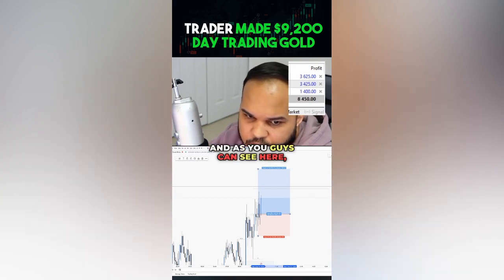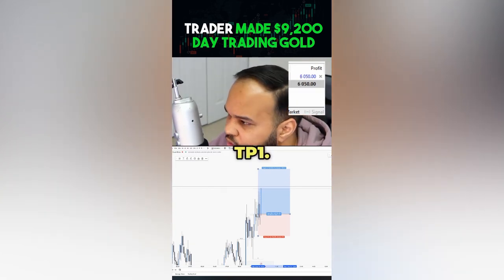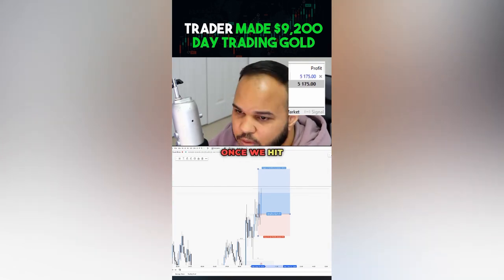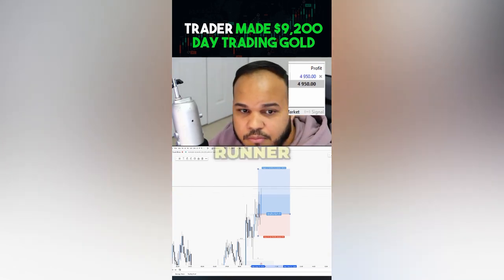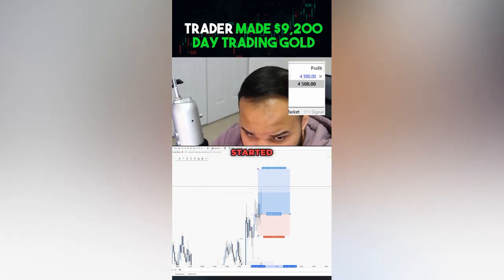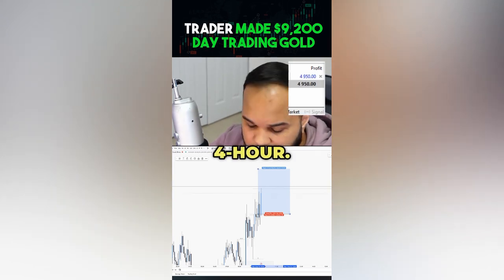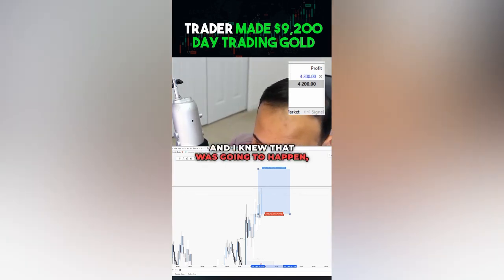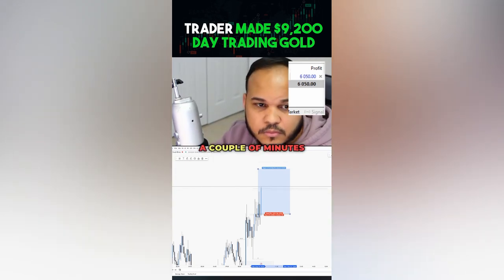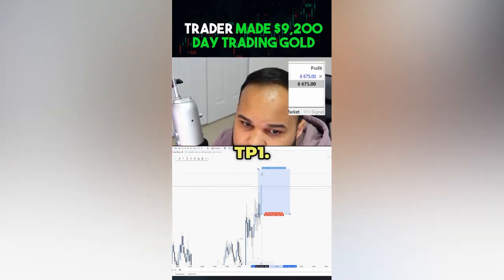And as you guys can see here, we took a buy on gold this morning. We actually hit TP1. I forgot to record my entry, but that's fine. Once we hit TP1, I close partial and leave a runner to run towards TP2. After a couple of minutes, the market started retracing because it grabbed liquidity out of a swing high on the 4-hour, and I knew that was going to happen, so I moved myself to break even. A couple of minutes later, the market stopped us out at break even. We ended up making some profit after hitting TP1.